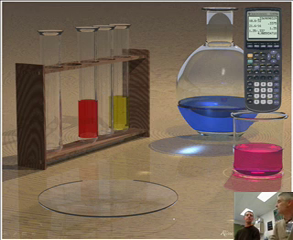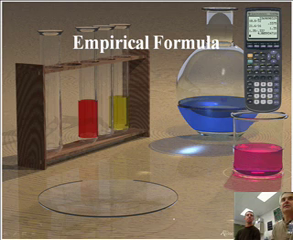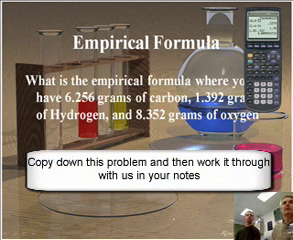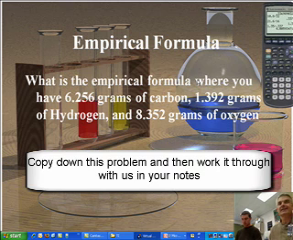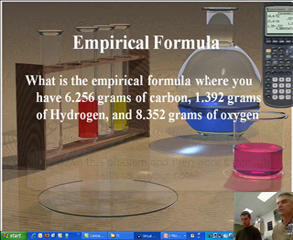Okay, let's do a different one. This would be an interesting chemical. I think we might have seen this chemical before. What is the empirical formula when you have 6.256 grams of carbon, 1.392 grams of hydrogen, and 8.352 grams of oxygen?